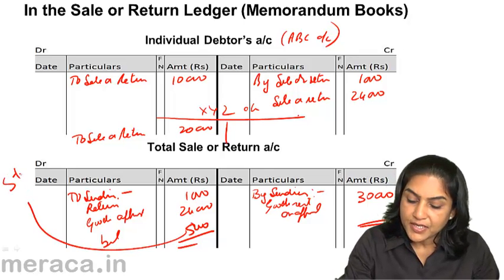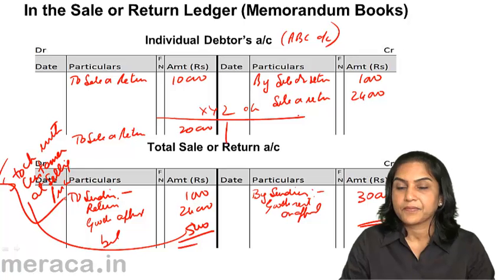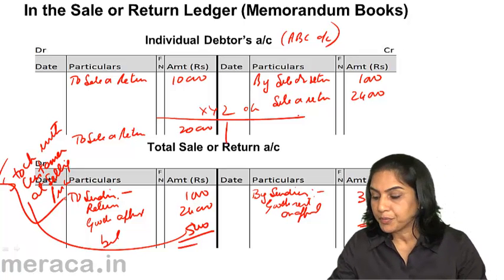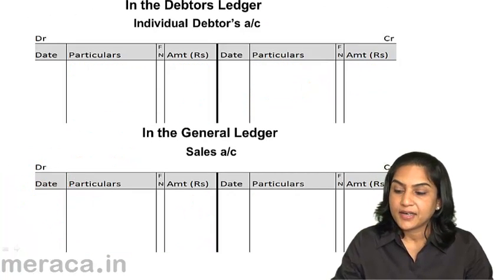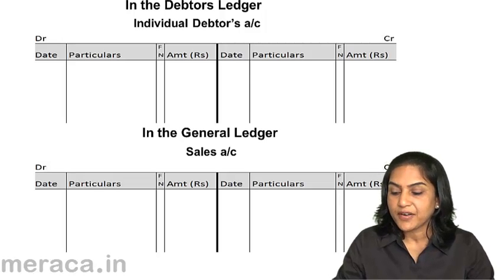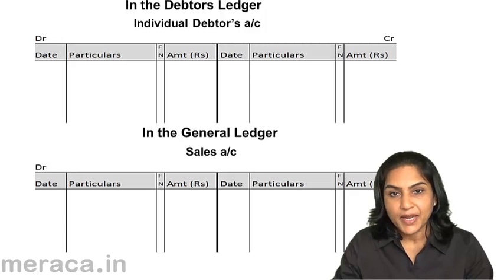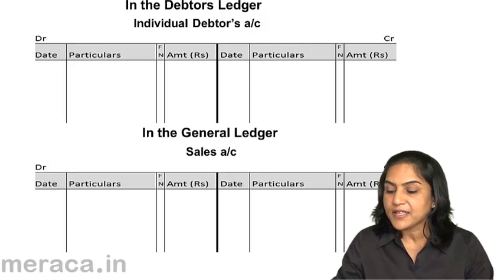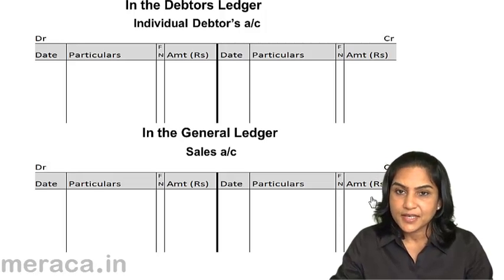represents stock with customer at selling price. The moment goods are approved, it is an actual sale transaction and needs to be recorded in the main books, the general ledger and the debtors ledger. In the debtors ledger, we would have ABC's account, we would have XYZ's account. These accounts would be debited with the value of the goods approved and the sales account in the general ledger would be credited. This is the main book.